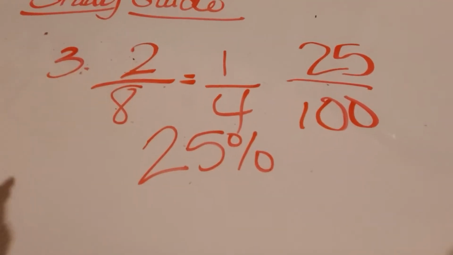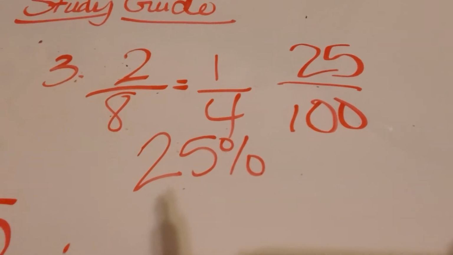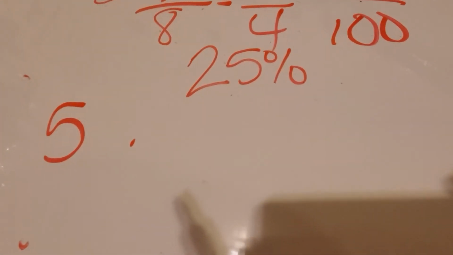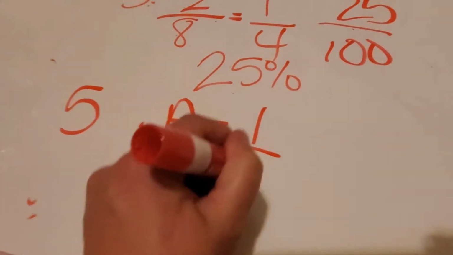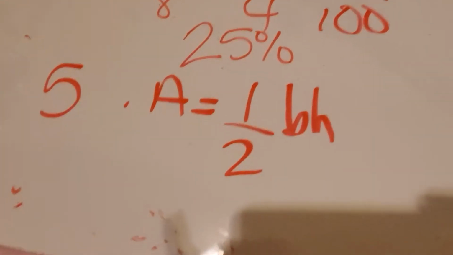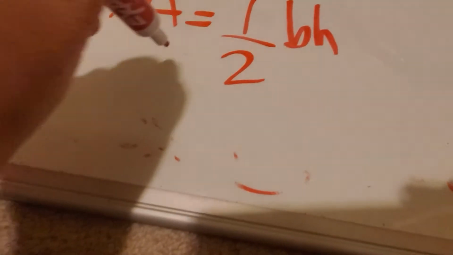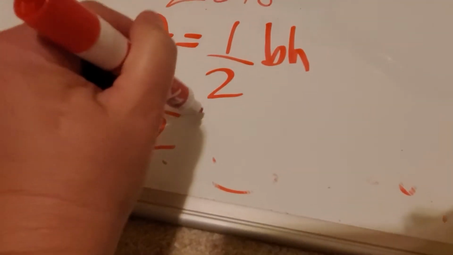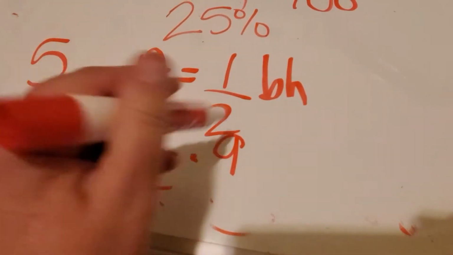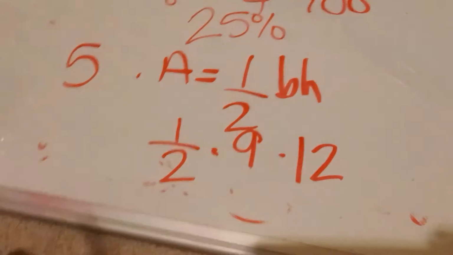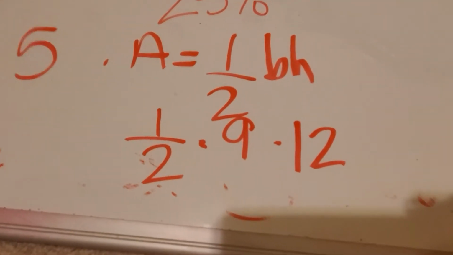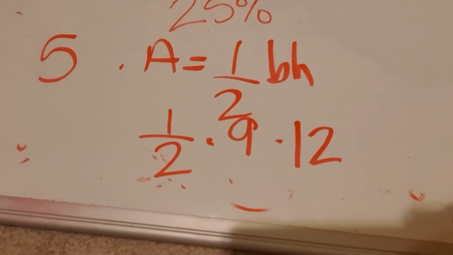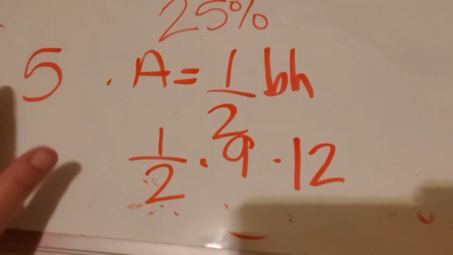Number 5. What is the area of the triangle? Well, remember we talked about area equals 1/2 times the base times the height. So if my base is 12 and my height is 9, I'm going to go 1/2 times 9 times 12. What I would do here, you can either say 9 times 12 and then divide it by 2, or you can just take half of 12, which is 6, and multiply it by 9.